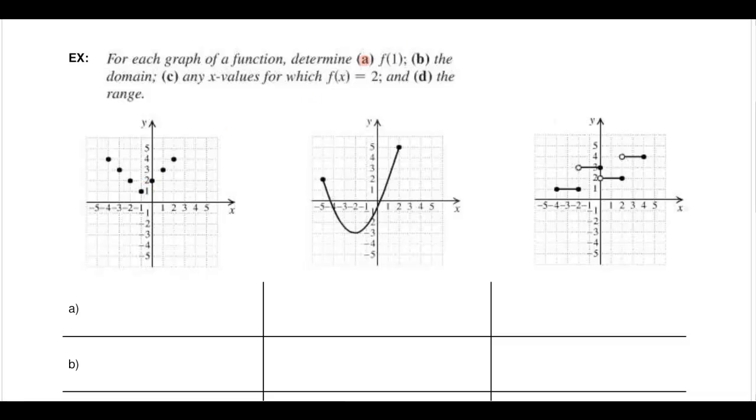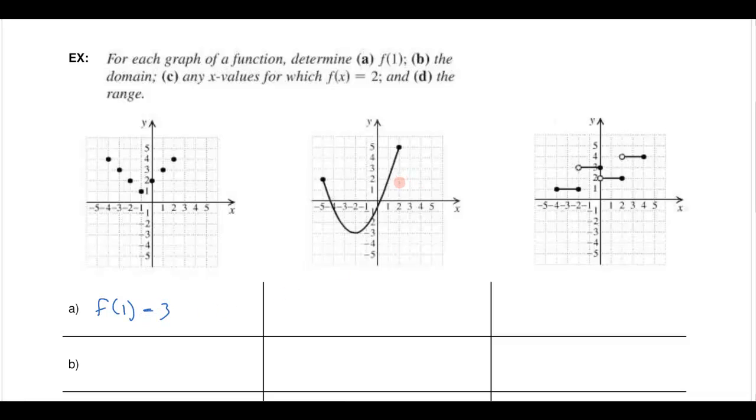So the first question here says find f of 1. Well, that means tell me the output, the y value, when the input, the x value, is 1. So I come down here, this is my x-axis, this is x equals 1. And you can see that the output, the y value there, is going to be 3. So f of 1 would equal 3 there.